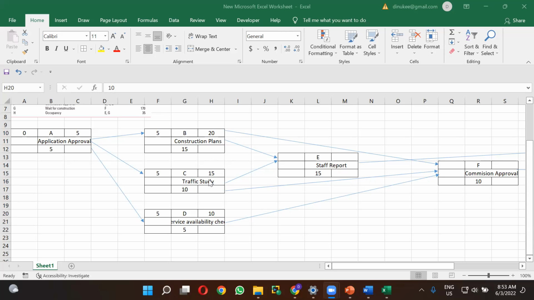So between the B and C activity, we are having early finish times of 20 and 15. So based on those values, you have to choose the highest value. So what is the highest value between 20 and 15? It is 20. Therefore, the early start for the E activity is 20. Is that clear?